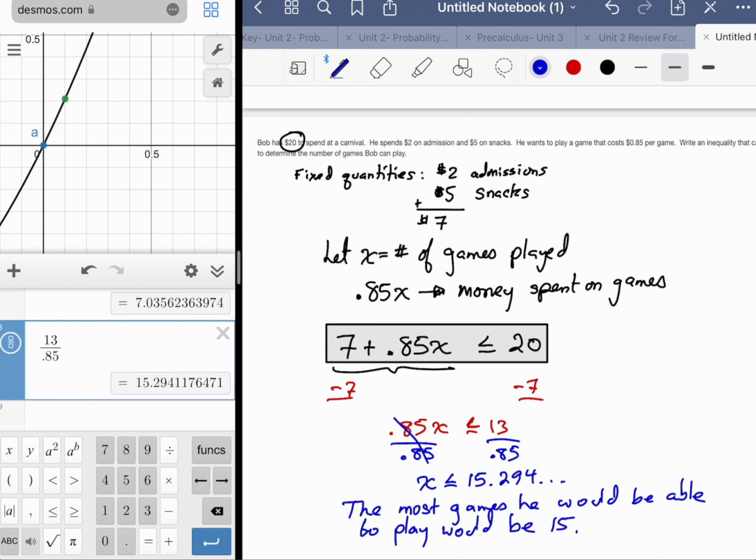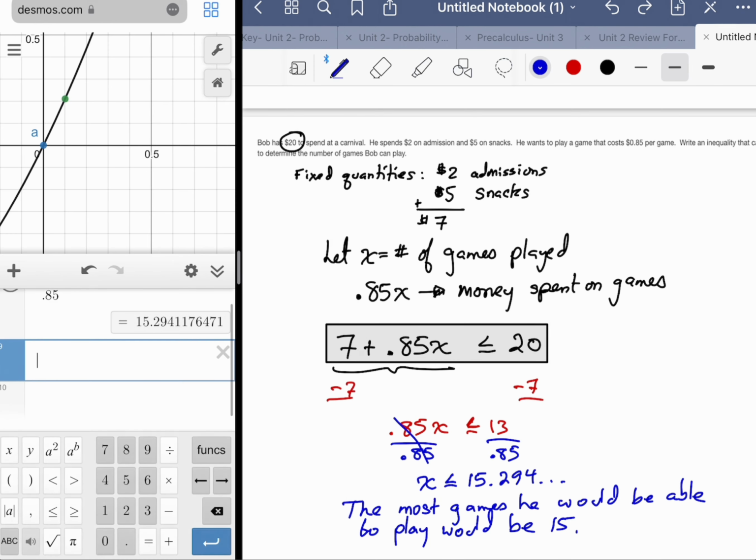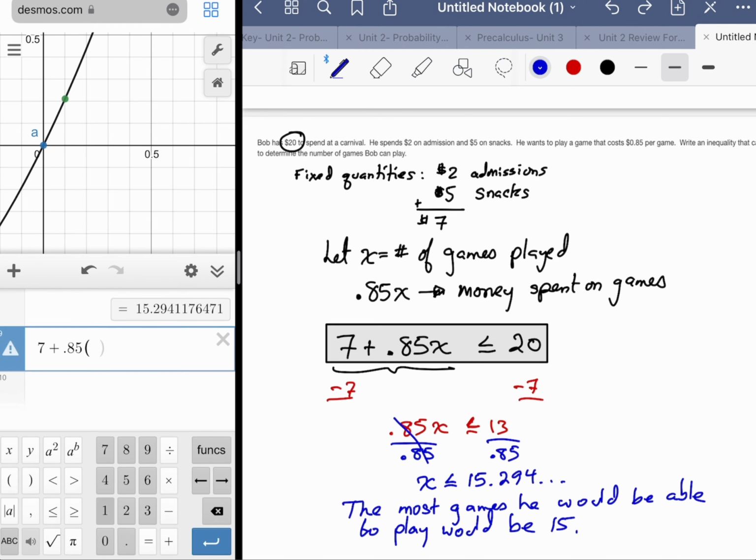Because if he goes to the 16th game to account for that decimal, then what would happen is that would put him over the $20. You could verify that if you're not sure which way to round. If you round appropriately, you kind of get away with it here, but sometimes it doesn't work out that way. But if I put 7 plus 0.85 times 15, that keeps me under my limit of $20. If I make it a 16, I'm over my limit. I wouldn't have enough to play that last game.